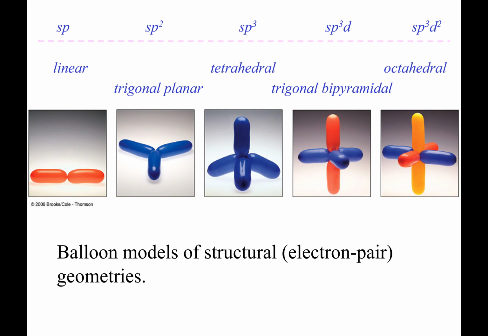Like I said, I've got a lot of slides that say the same thing. From left to right, you have sp, sp2, sp3, sp3d, and sp3d2. These are electron pair geometries around an atom that is creating these hybridized orbitals. And what can occupy those hybridized orbitals are only lone pair electrons and sigma bonds. That's it.